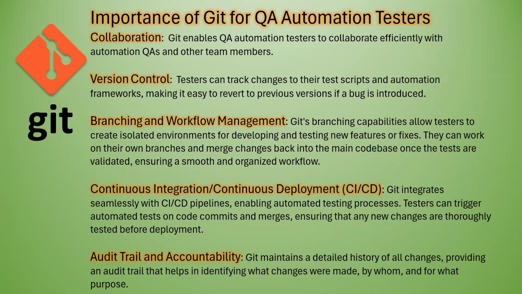At the same time, if an application is being tested by multiple automation testers, obviously we need branching. When you have branching, how do you merge? How do you make sure everyone's changes are added to the main branch? All these things come under branching and workflow management. So having Git knowledge is very much essential for automation testers.